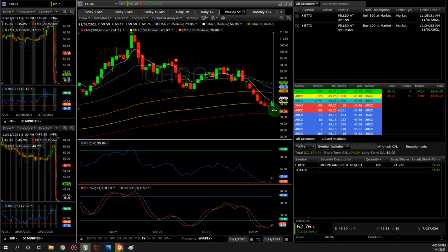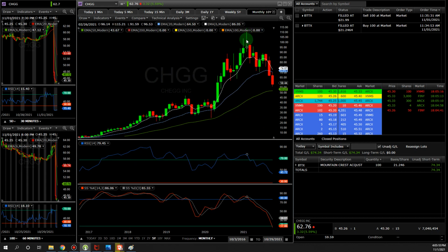But notice here, it's still below all these moving averages. The next one is 54, 55, but it already busted through that because it's at 50 at the moment. So I know it's somewhere down here. What do you do next? Go to the monthly. Again, zoom more out and see what you can find.